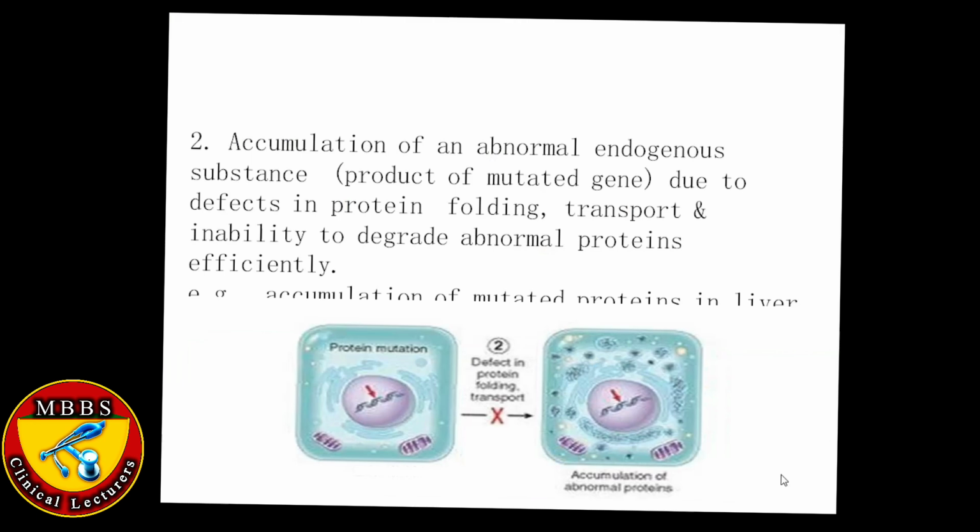Second, accumulation of an abnormal endogenous substance, a product of a mutated gene, due to a defect in protein folding and transport, or inability to degrade the abnormal protein efficiently. Example, accumulation of mutated protein in liver cells. So a defect in protein folding and transport causes accumulation of abnormal protein inside the cell.